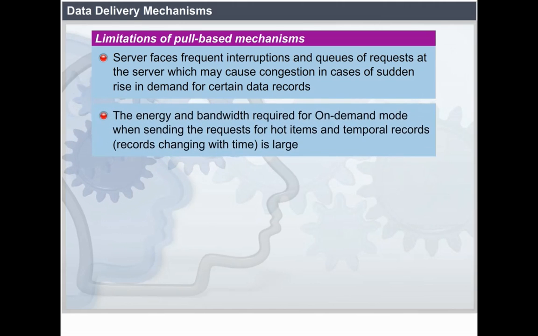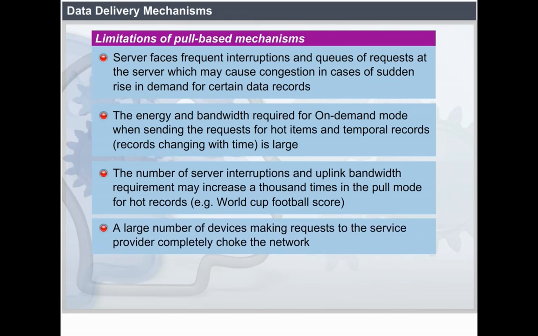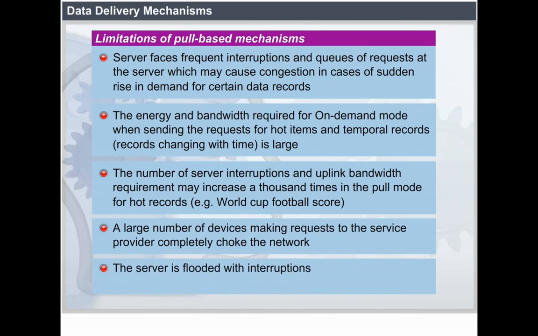The energy and bandwidth required for on-demand mode when sending the request for hot items and temporal records changing with time is large. The number of server interruptions and uplink bandwidth requirement may increase 1,000 times in the pull mode for hot records, for example, a World Cup football score. A large number of devices making requests to the service provider choke the network. The server is flooded with interruptions.